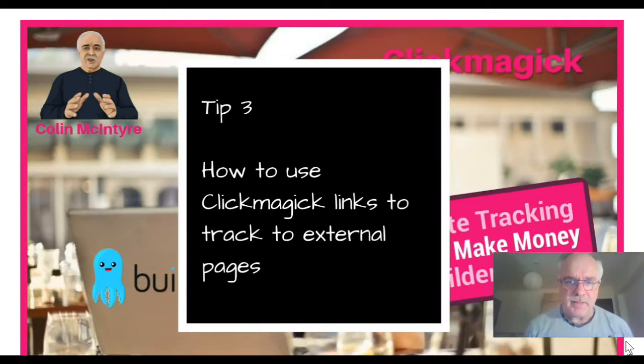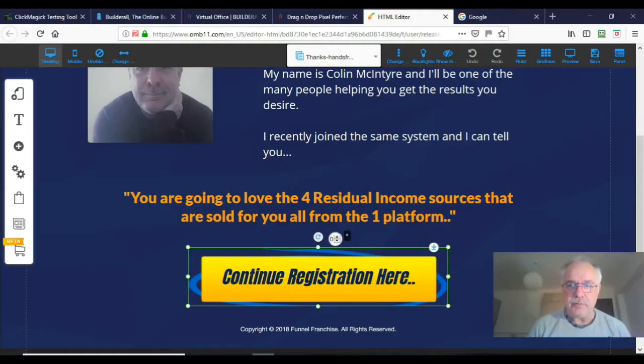So tip 3 is how to use Clickmagick links to track to external pages. And really this is based on the same premise as tip 2, in that you actually don't measure on the page that you're going to, you measure going through a Clickmagick redirect. And this is useful because often you don't have access to external pages, affiliate pages as an example. So this is a workaround, if you like.